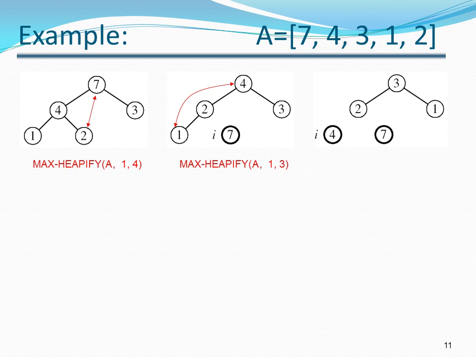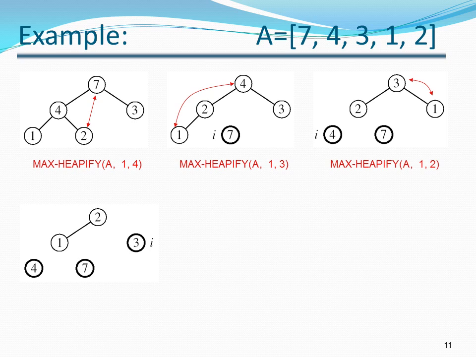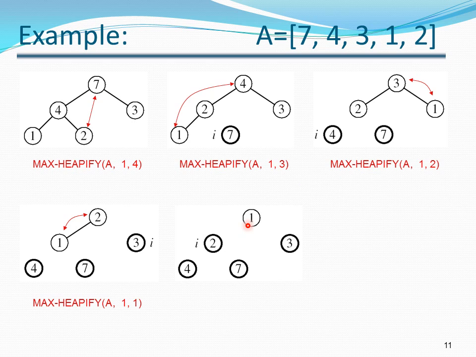Again it is already in the correct form. Then exchange 3 and 1, discard the node and apply the heapify procedure. Then exchange 2 and 1, remove that node. Now the heap contains only one node, so stop the process. So the sorted elements are 1, 2, 3, 4, 7.